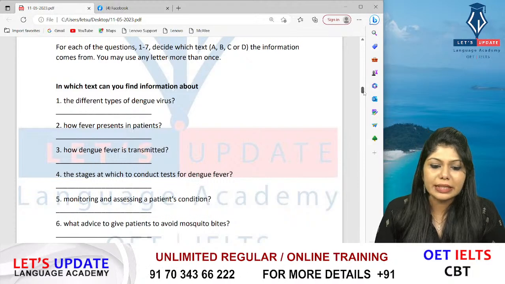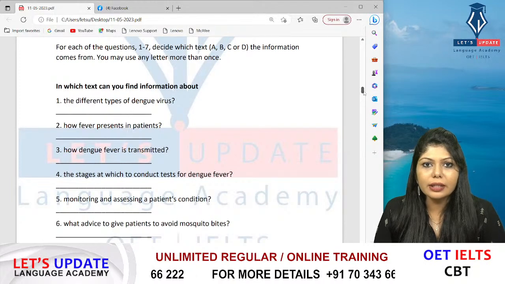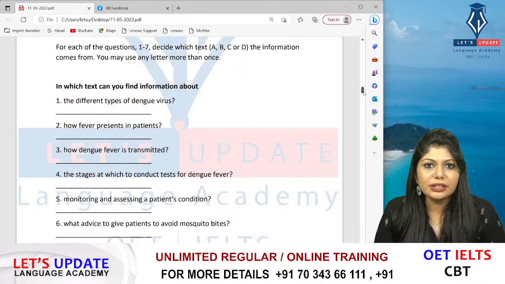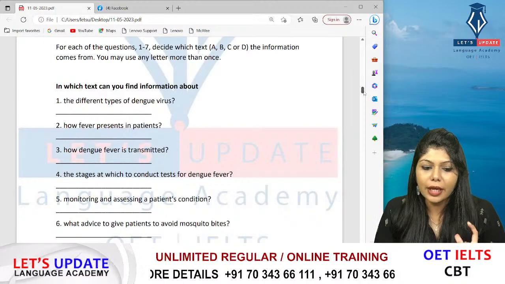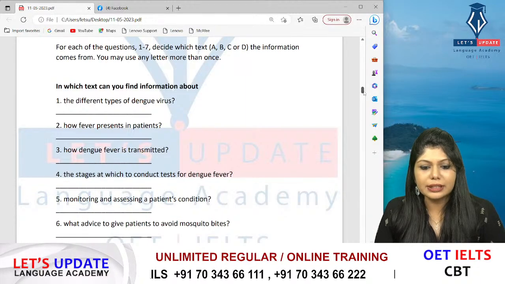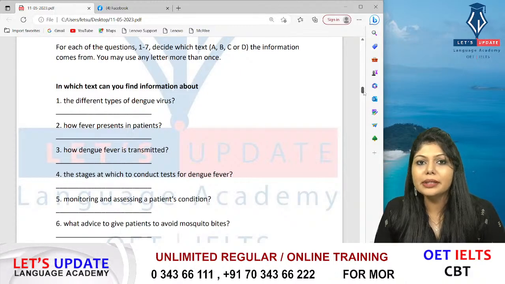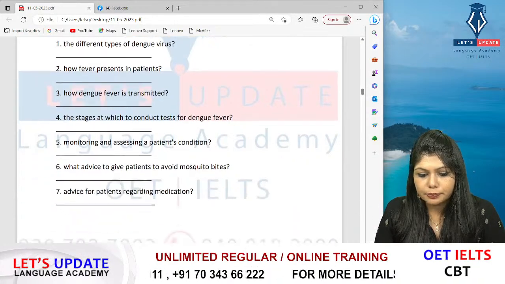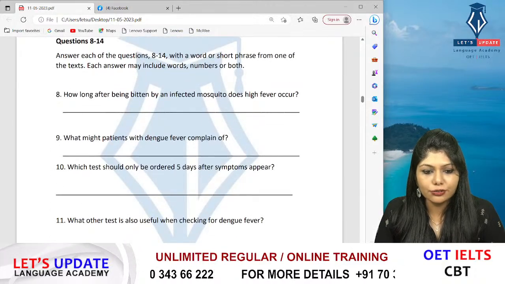So what you need to do for questions 1 to 7 is identify where the sentence or information mentioned is from, whether it's from text A, B, C, or D. You just need to identify the section and write the section name, that is whether it's A, B, C, or D. That can be done very quickly in a very short span of time. And then after that you have another pattern of questions, that is questions 8 to 14.